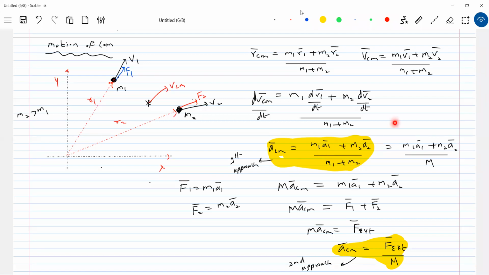So what is the method? Calculate the force acting on individual parts of a system. Calculate accelerations A1 bar and A2 bar. Use this formula, and you'll get the acceleration of center of mass. This is the first approach. What is the second approach? Calculate the resultant force acting on the system.